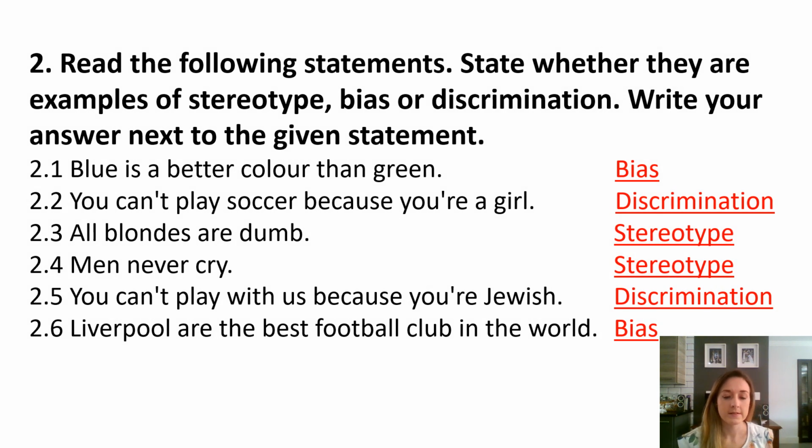Okay, so with this section of the activity, you needed to read the statements and say if they were stereotype, bias, or discrimination. I will explain these ones so that we understand why we've got these particular answers. 2.1, blue is a better color than green. This is an example of bias. Okay, it's an opinion, so it is a bias.